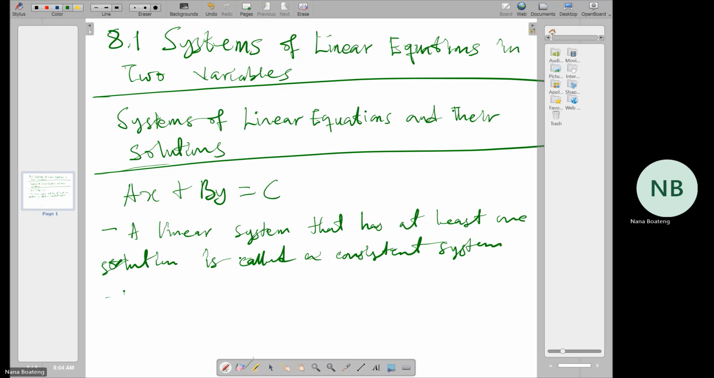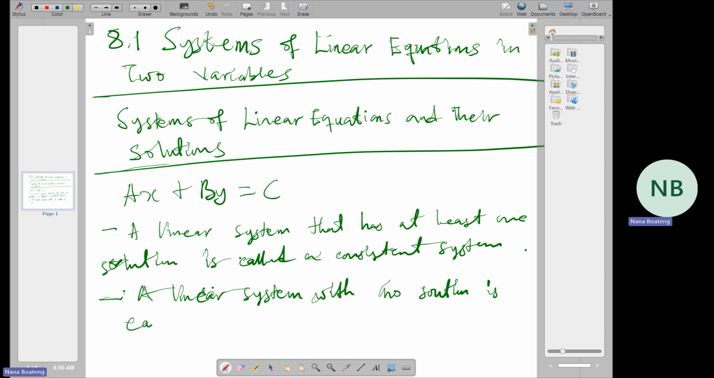And a linear system with no solution is called an inconsistent system.